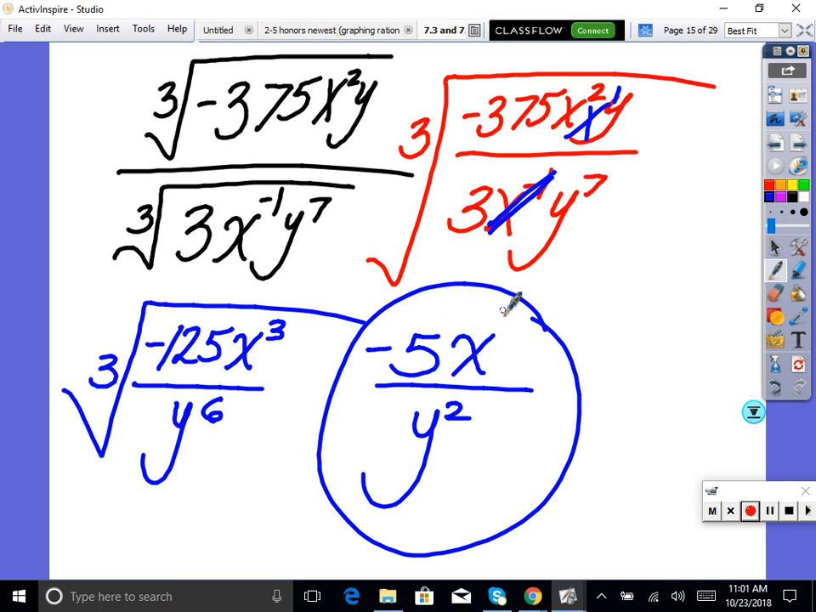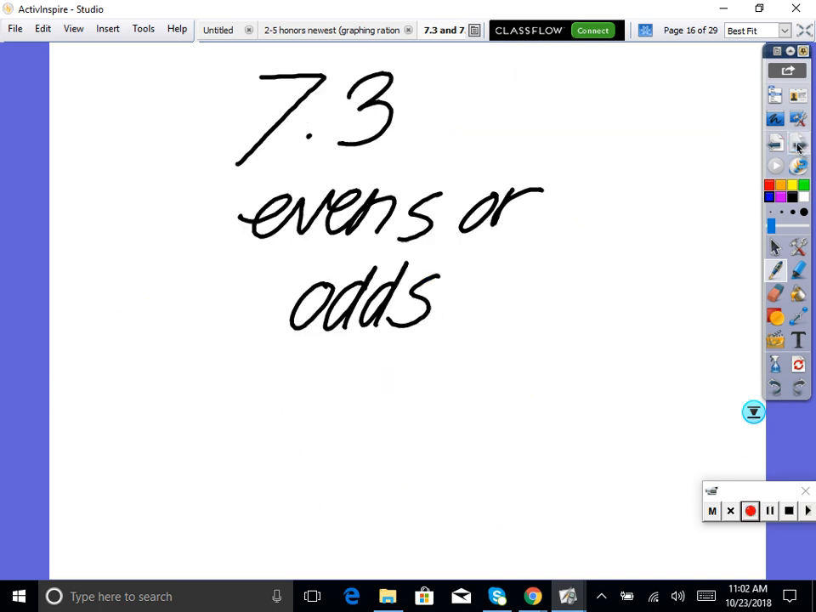Pretty easy stuff, do you feel like? Yeah? Okay, awesome. Go do 7.3, the same theme, evens or odds, and once again, you do have a little leniency to choose how much homework you do. But once again, don't get too confident.